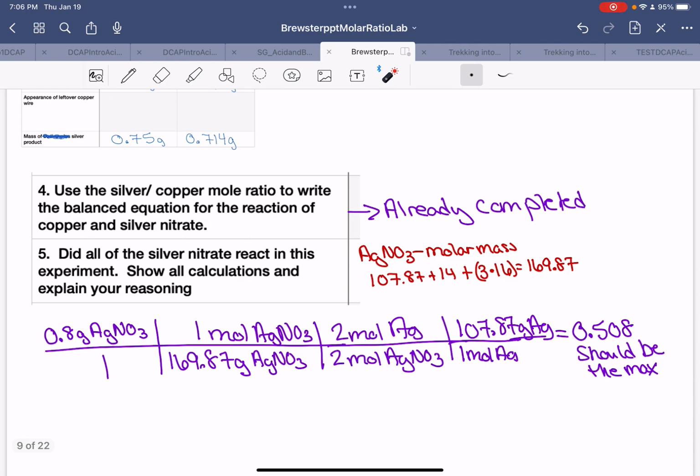Question 5 says, did all the silver nitrate react in this experiment? If you had a solution that was still cloudy or still whitish, then you might conclude that you didn't use all of your silver nitrate. But let's find out mathematically.